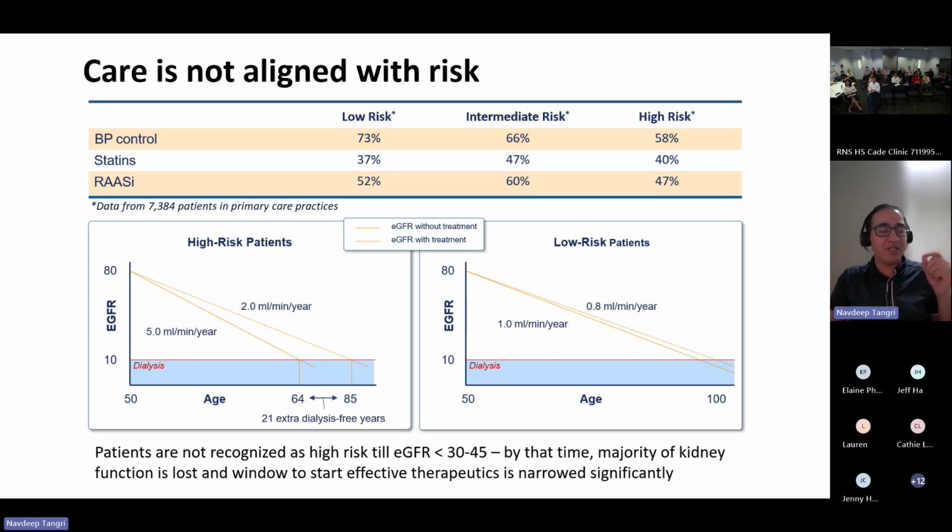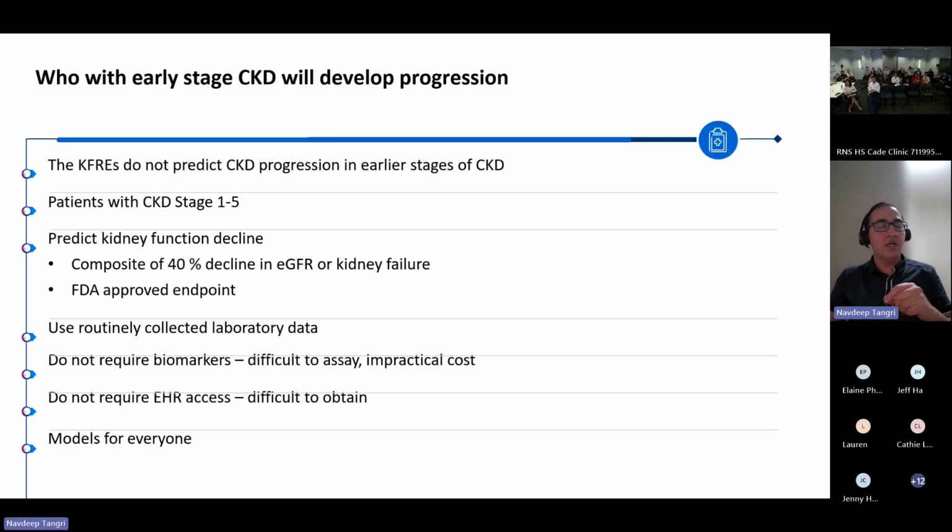It's shocking because we don't see risk. Physicians largely just see eGFR. So we wanted to answer this question: who with early stages of kidney disease will develop progression? So we developed new models for patients with CKD stages 1 to 5.